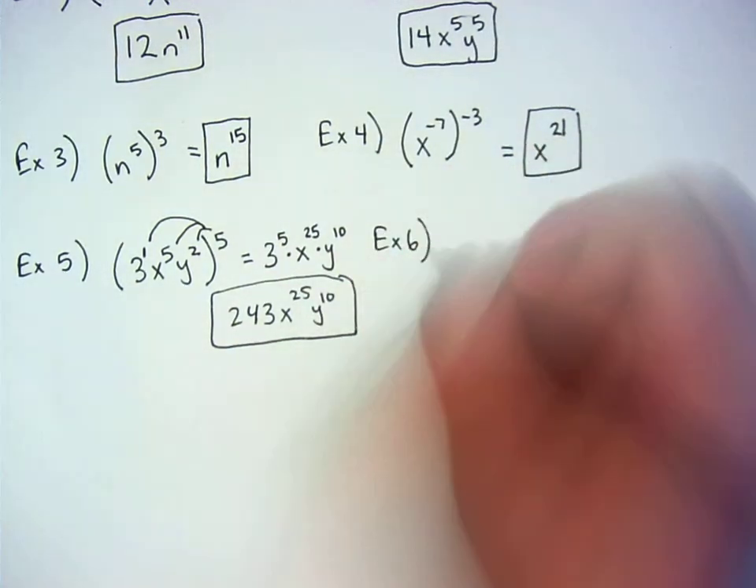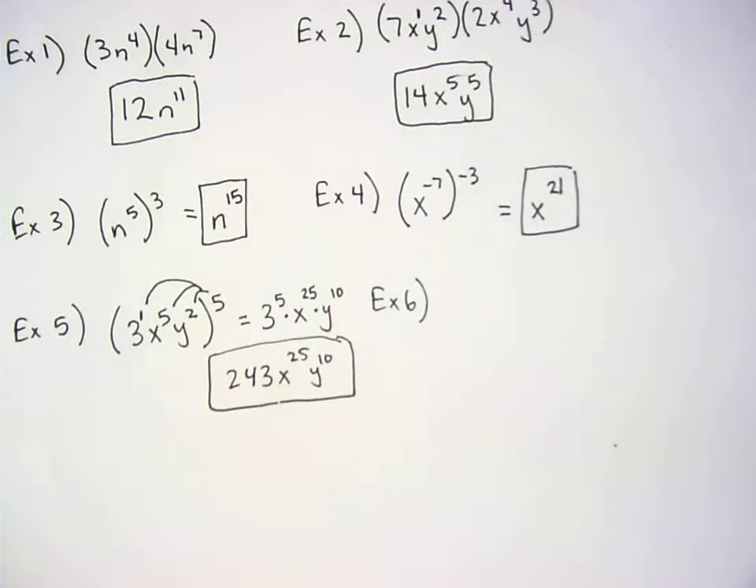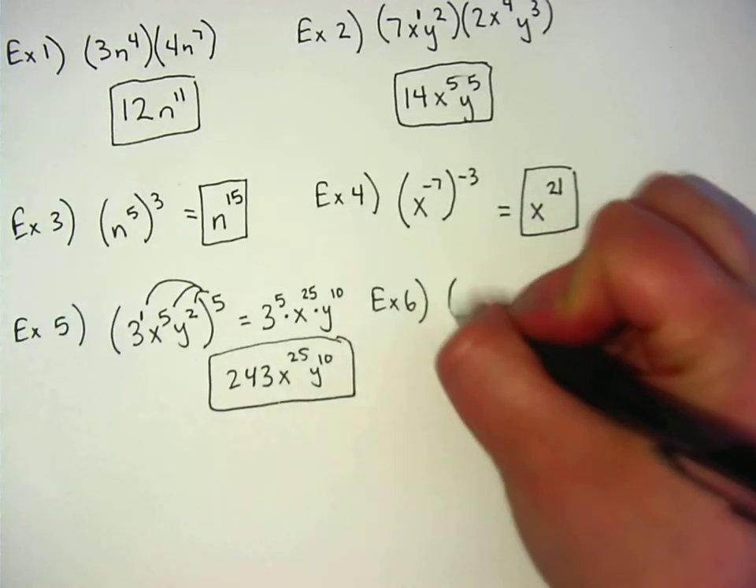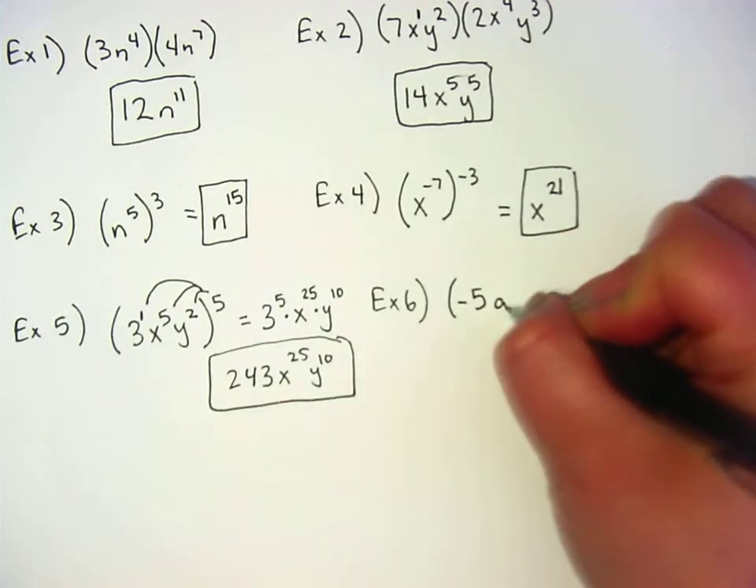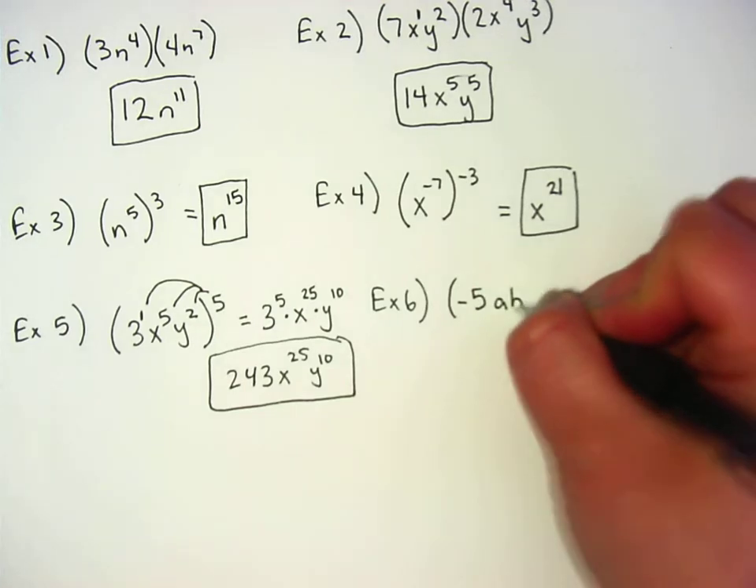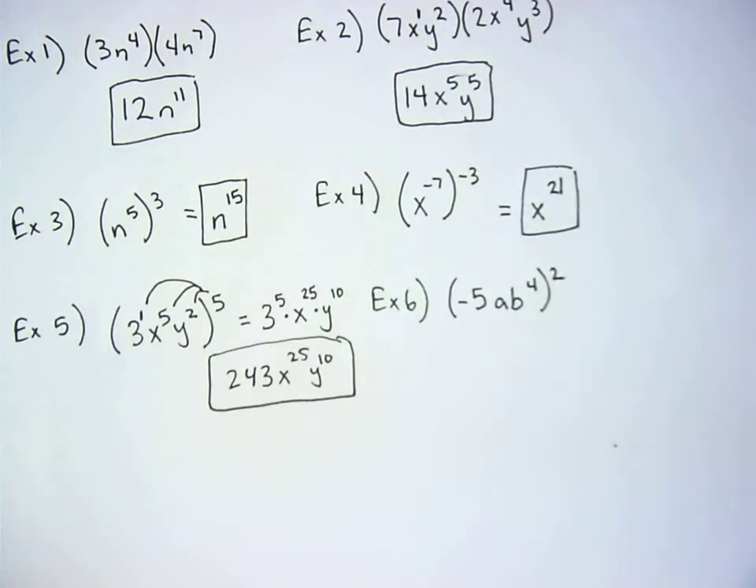Last example of the day. How's this lesson been? Not too bad? Yeah. Okay. All right. Last example is -5 a b to the 4th, squared. Anybody want to try this one for a prize? Last prize I'm going to give today. Let's go with this one.